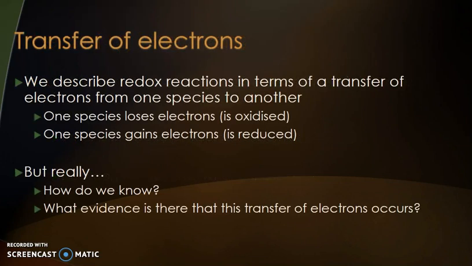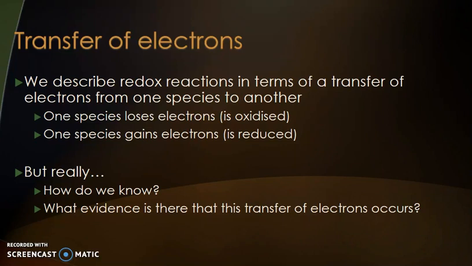So when we have a redox reaction, we describe it in terms of a transfer of electrons. One species is gaining electrons, that's the thing that's being reduced, and the other is losing electrons, the thing that's being oxidized. So electrons are moving from the thing that's being oxidized to the thing that's being reduced. And we've talked about this a lot. It's one of those basic principles that you should all know by now.